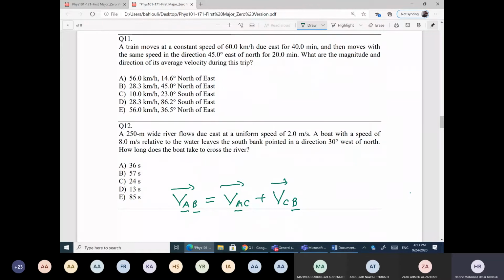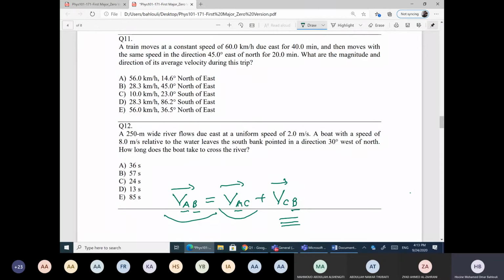What are these vectors? You translate them from the text. That means in your problem, two of these vectors will be given. If you are given two, you look for the third one. And if you are given two others, you look for the remaining one, and so on. Let's practice this.